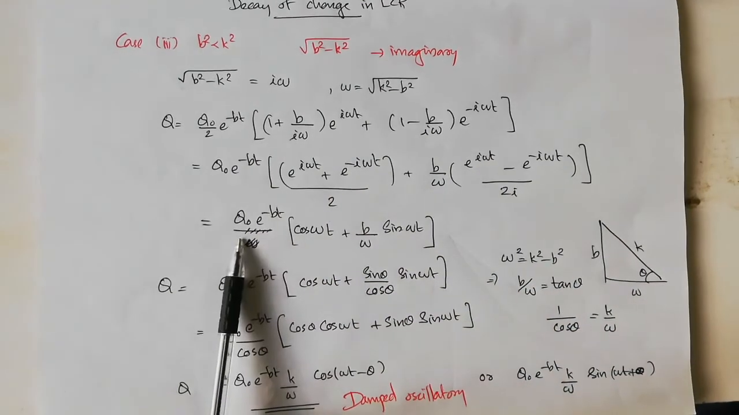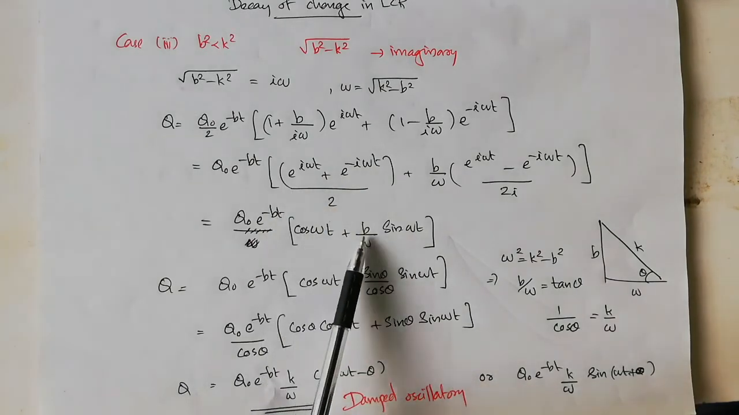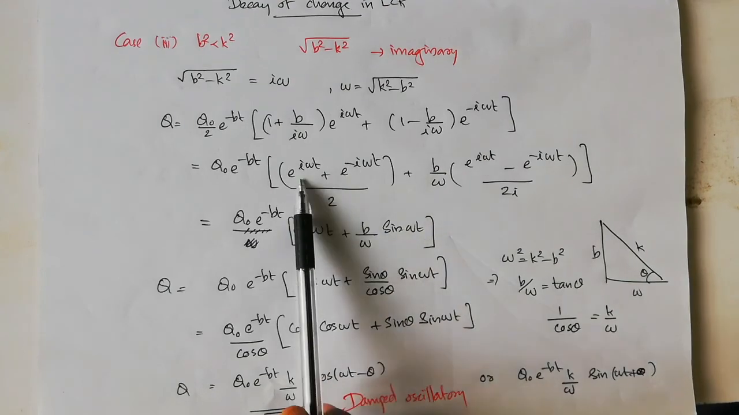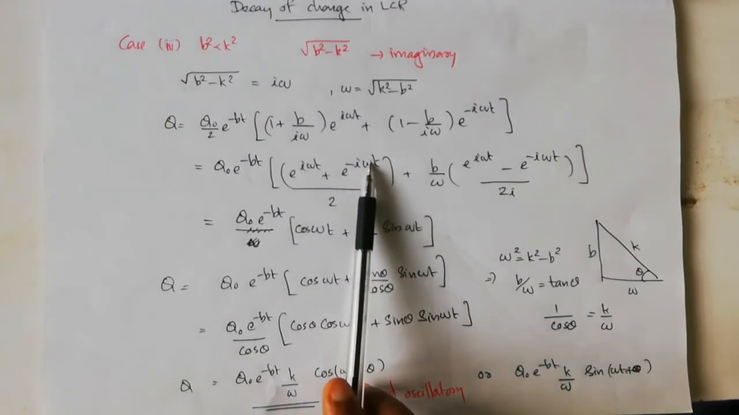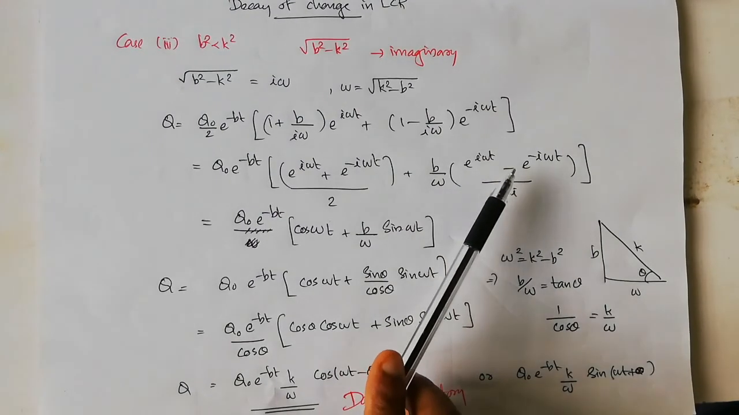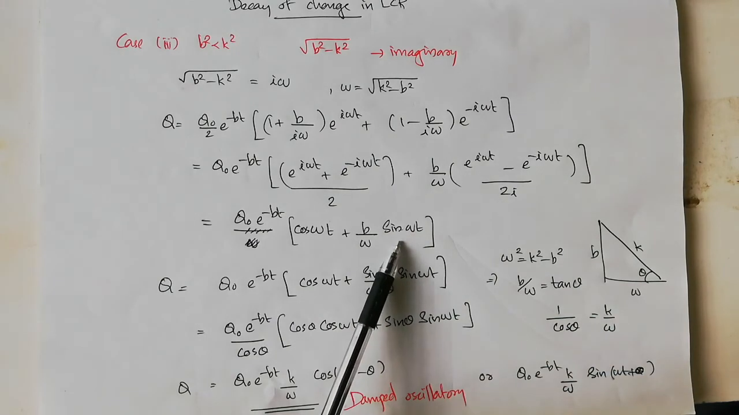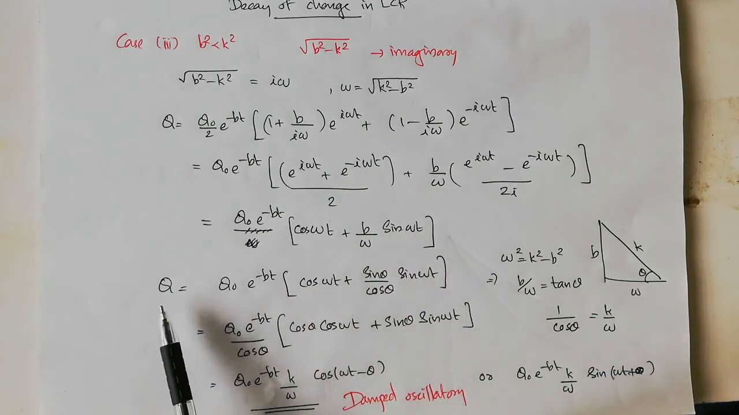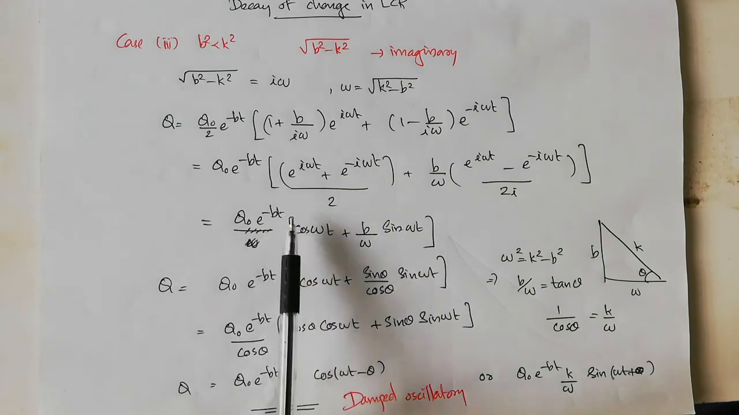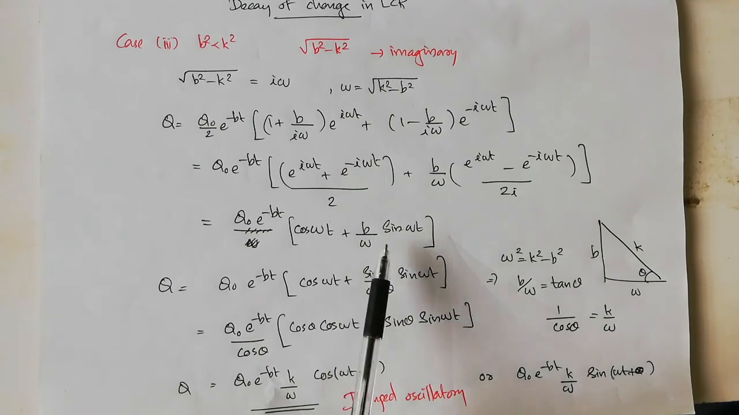That is q0 e raised to minus bt into cos omega t plus b by omega sin omega t, where we know (e raised to i theta plus e raised to minus i theta) by 2 is equal to cos theta, and (e raised to i theta minus e raised to minus i theta) by 2i is equal to sin theta. So q is equal to q0 e raised to minus bt into cos omega t plus b by omega sin omega t.